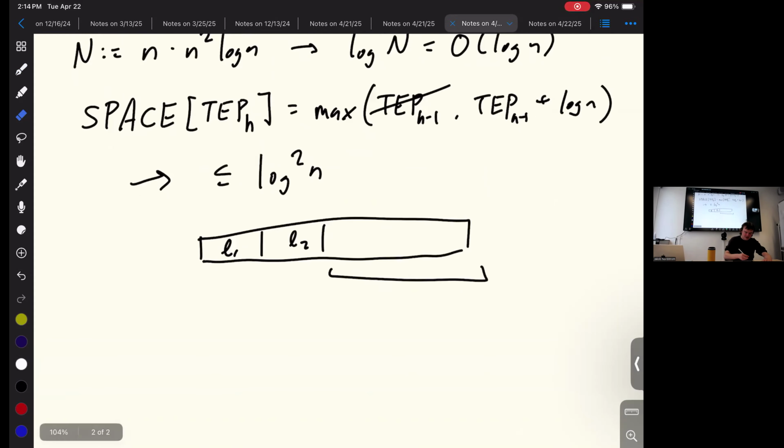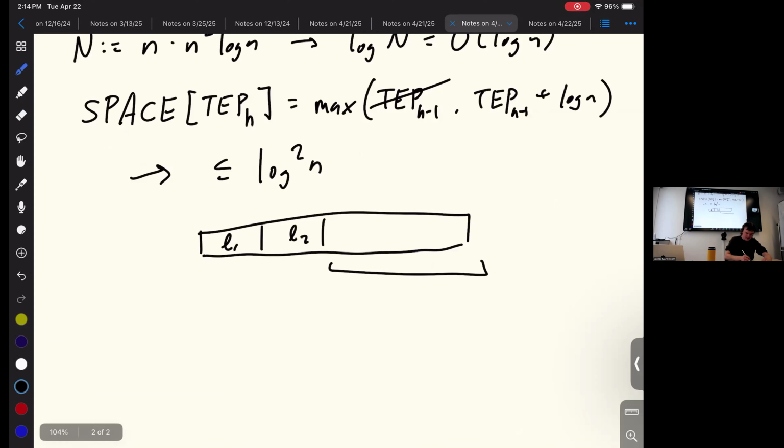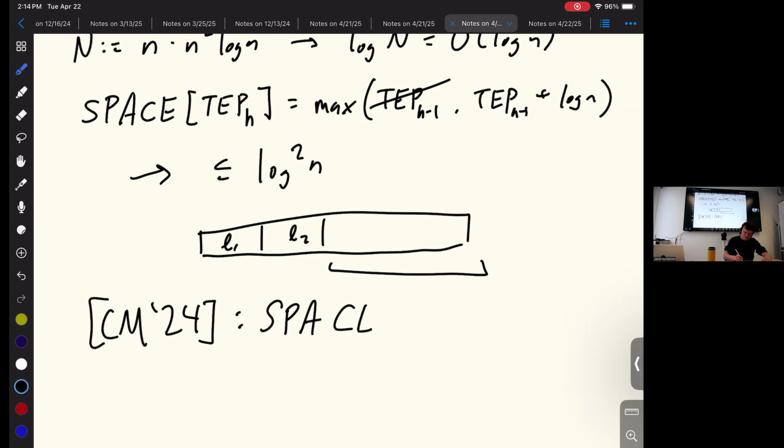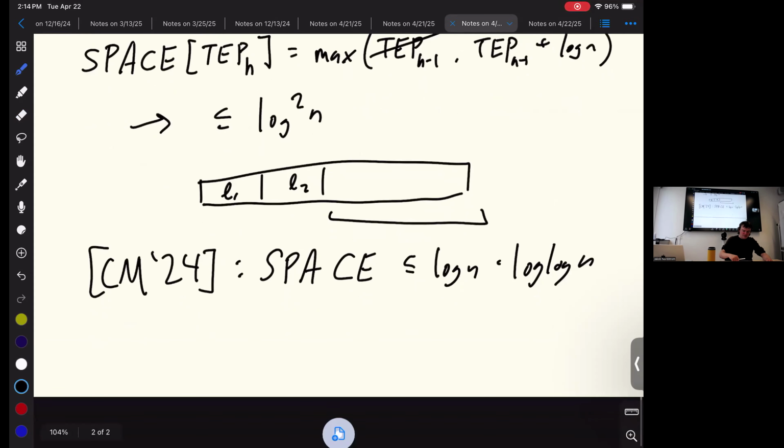So let me just give away the punchline, by the way. Right now we have the space down to log n times log n. There's been a minor improvement, which gets log n times log n over log n. And yeah, who knows?